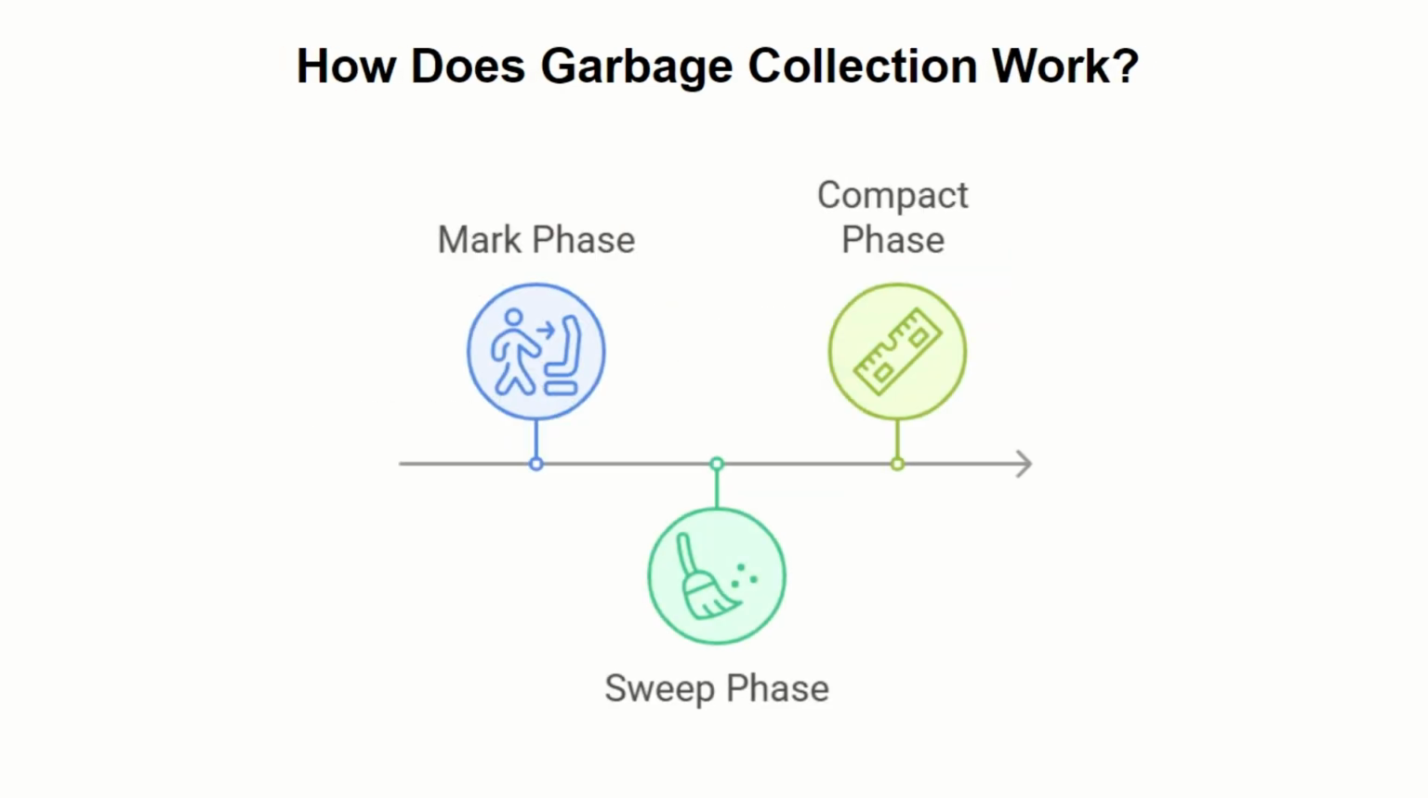Let's see how garbage collection works. The first will be the mark phase. The garbage collector identifies which objects are still in use, so reachable from the root, like local variables or static fields. Then, once identified, the garbage collector frees up the memory used by objects that are no longer in use. Then after sweeping, some garbage collectors compact the memory to reduce fragmentation and improve performance.